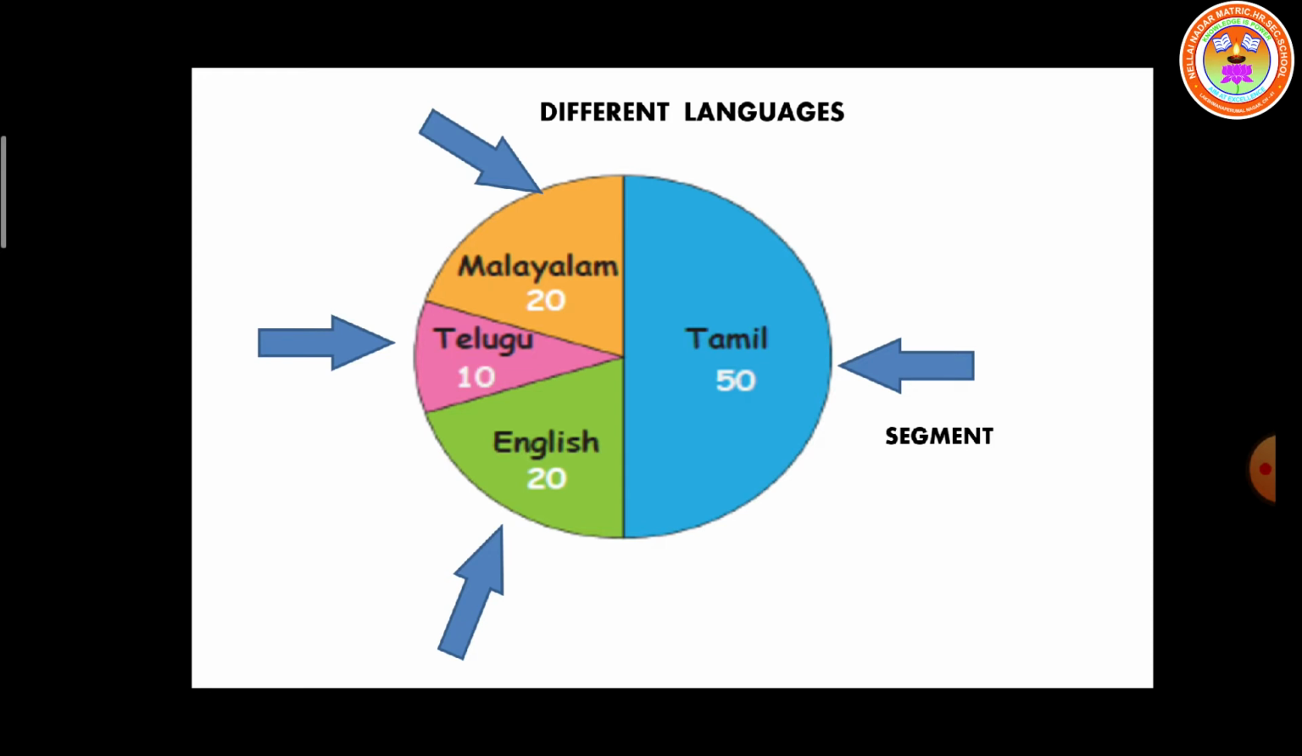See, this is the information about different languages. What languages are given here? Tamil, Telugu, English and Malayalam. Each language has a different value, right? Tamil is 50, English is 20, Malayalam is 20 and Telugu is 10. So each thing has a different value. Is it clear, children?